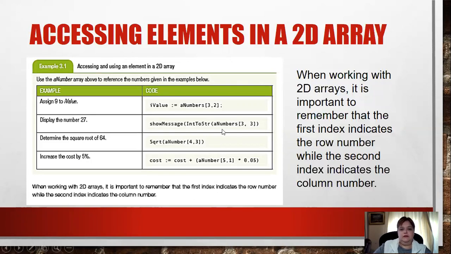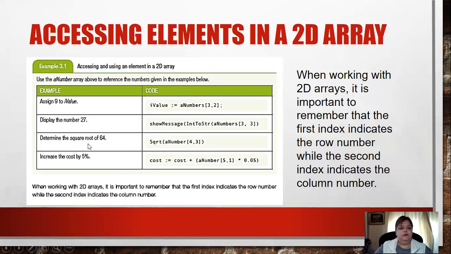Now I can simply write a number, there's my array, 3, comma 3. Remember, your indices must be in square brackets. And then because I can't display an integer, I'm going to change it to a string and display it using a show message.